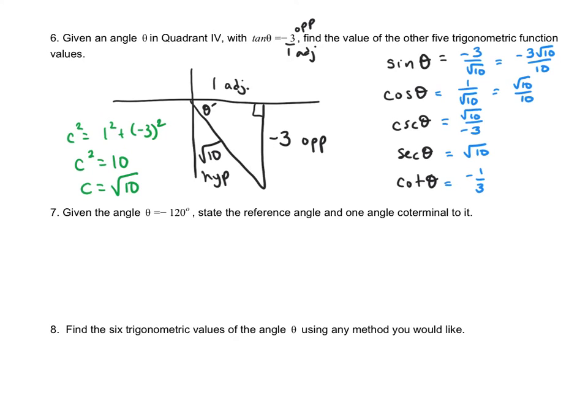So your key thing in a problem like this, if it says an angle is in a certain quadrant, just draw a triangle, find the sides, and then find your different ratios.